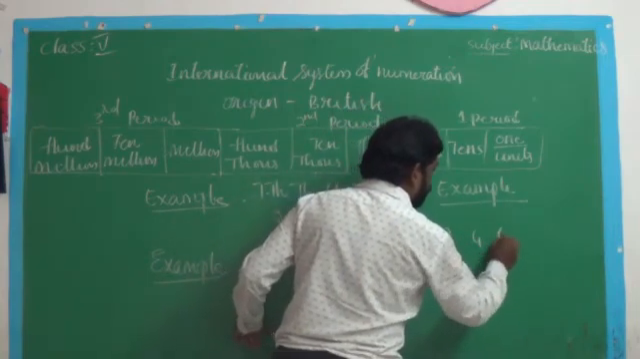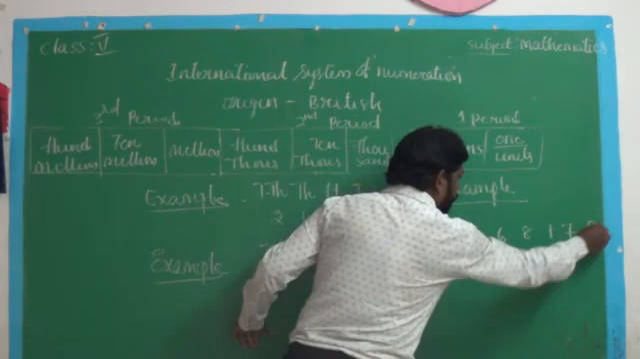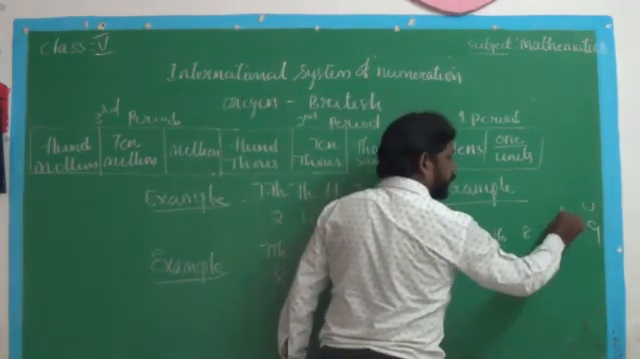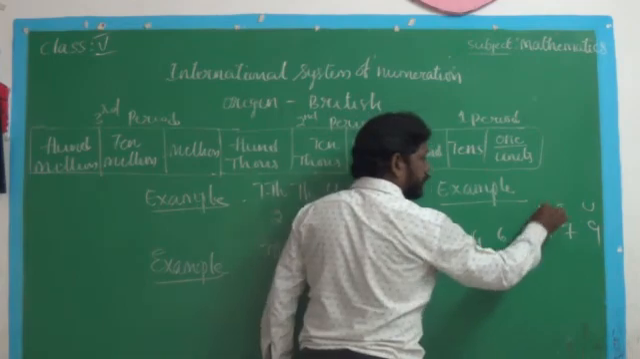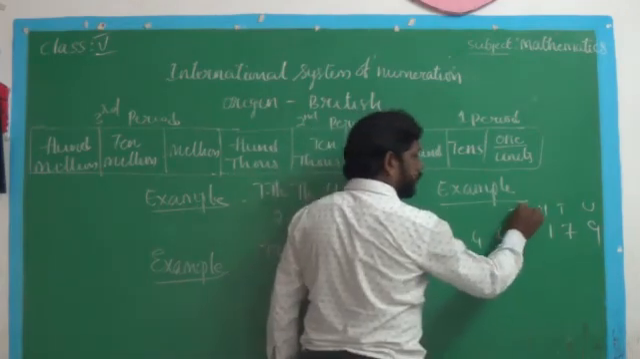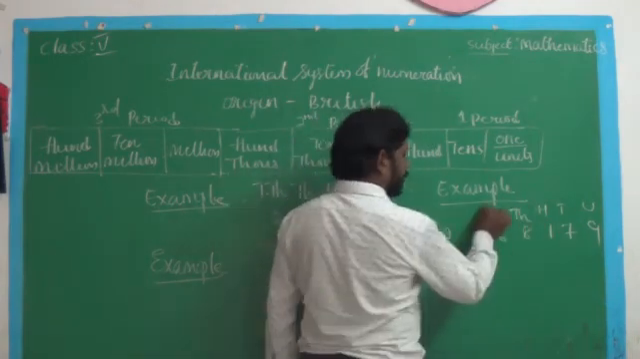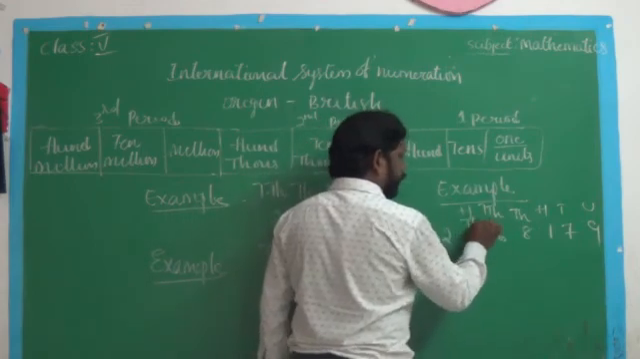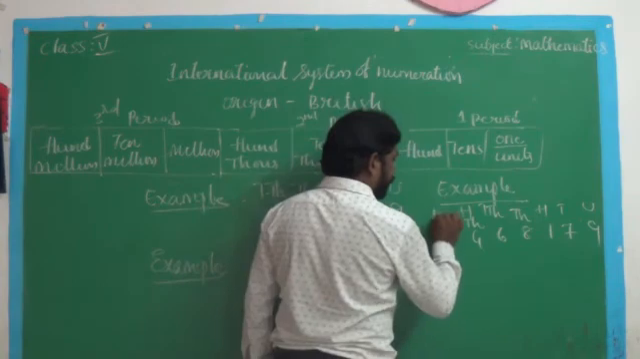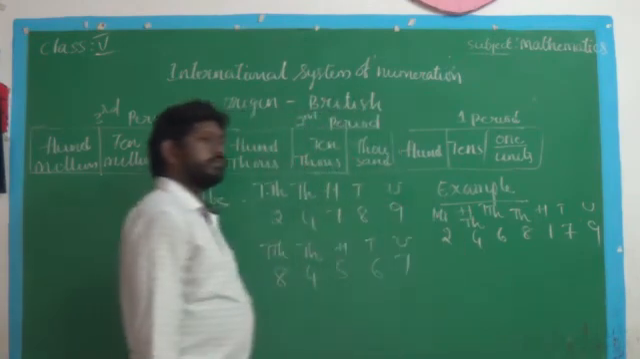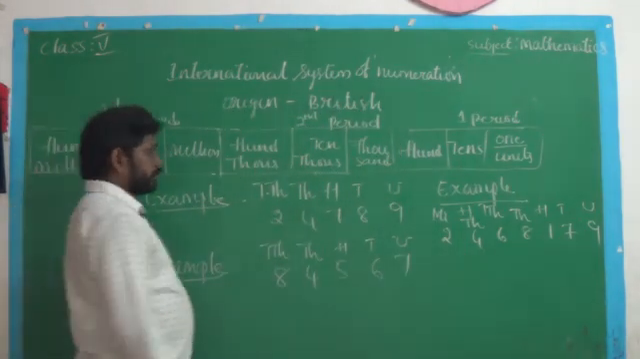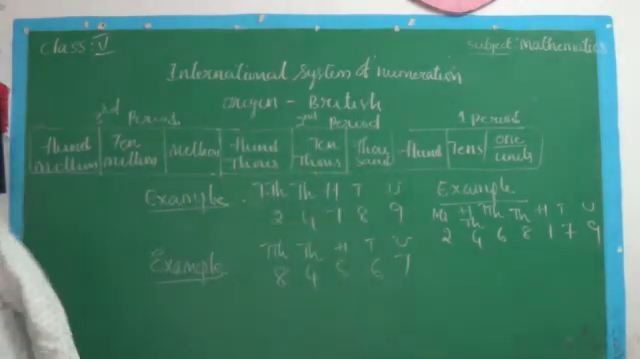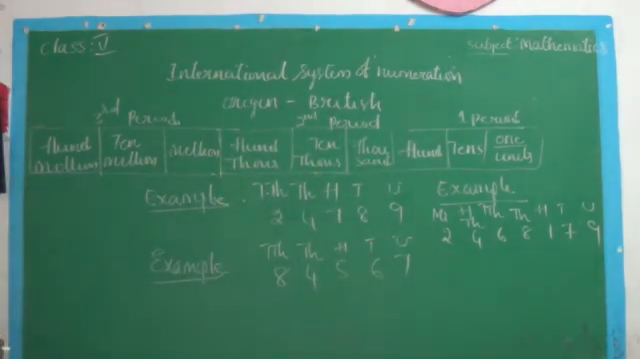2, 4, 6, 8, 1, 7, 9. Units, tens, hundreds, thousands, 10,000s, 100,000s, million. Now, how to place a comma for these numbers?